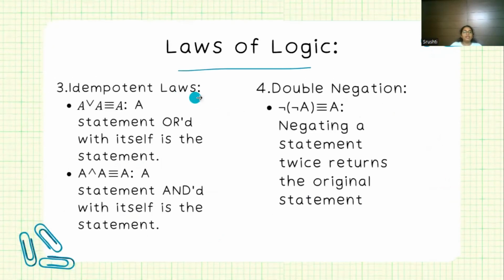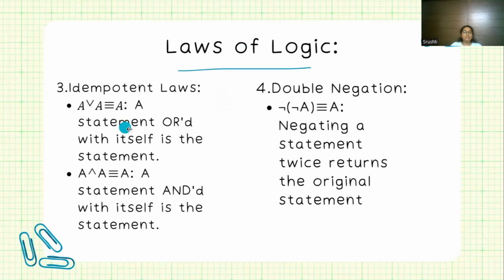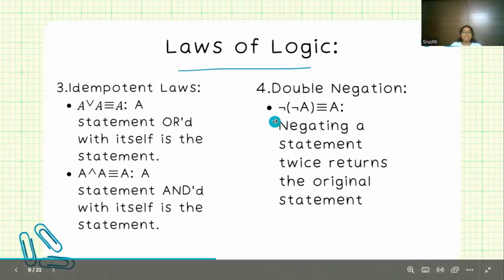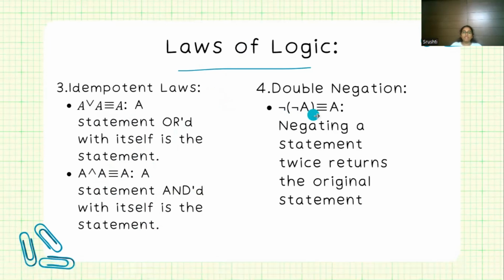Let's move to the idempotent law and double negation. Idempotent law. A or A equals A. A statement ORed with itself is the statement. A and A is equivalent to A. A statement ANDed with itself is the statement. Double negation. Negation of negation of A equals A. Negating a statement twice returns the original value.